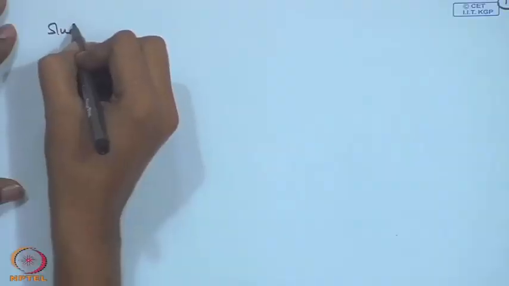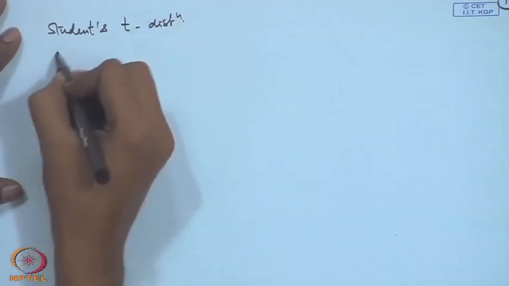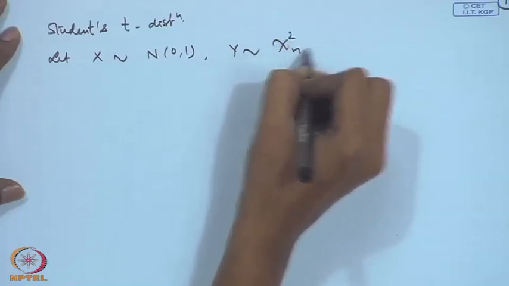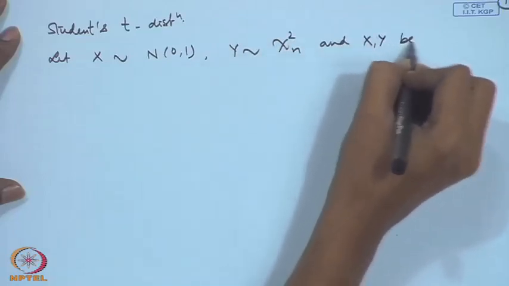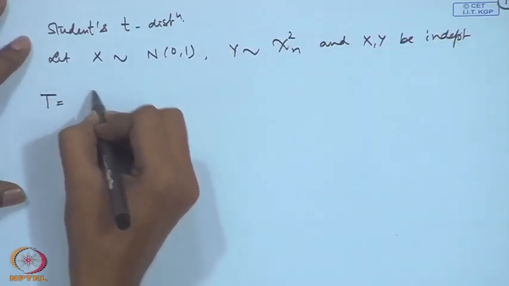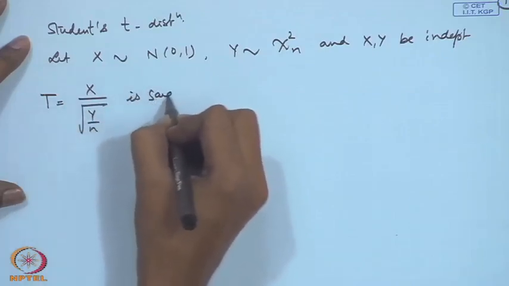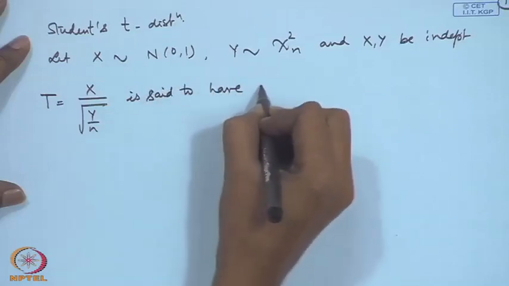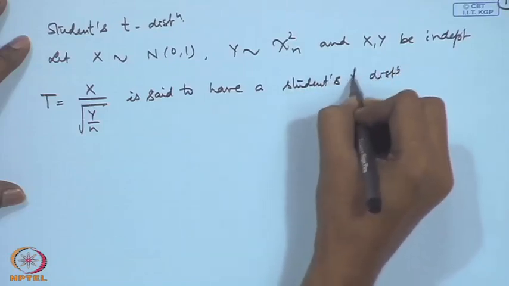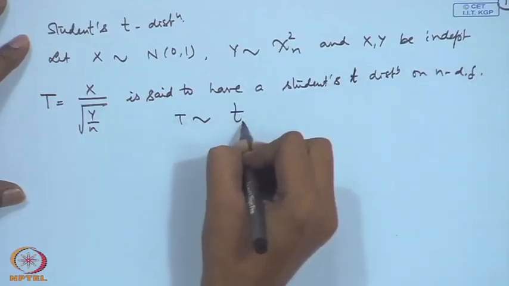The next one we call student's t distribution. Let x follow normal 0 1 and y follow chi square n, and x and y be independent. Then if I define t is equal to x divided by root y by n, then this is said to have a student's t distribution on n degrees of freedom, and we write t follows t on n degrees of freedom.